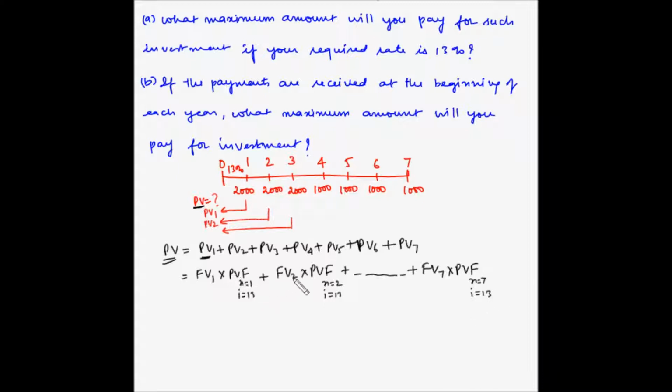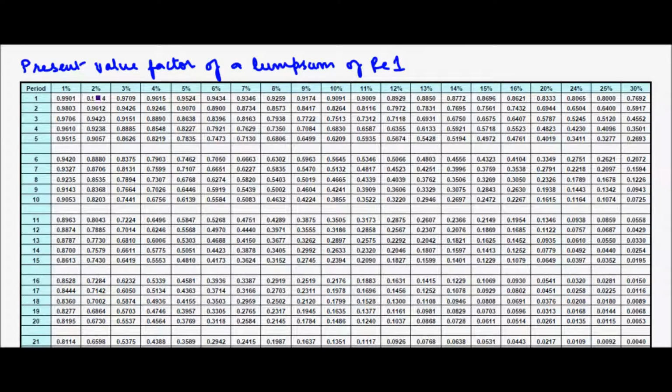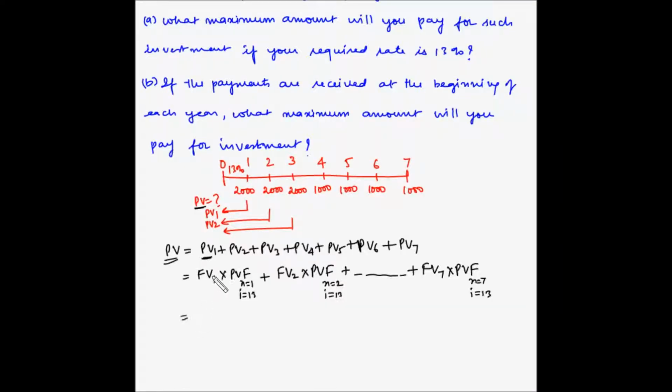Now let's look at the table for present value factors. So this is the table representing present value factor of a lump sum. Now in our case we have periods 1 through 7 and the rate of interest is 13%. So basically the present value factor values are these. So let us use these values in our formula. So FV1 in this case is 2000 and present value factor of a lump sum where the tenure is 1 year and the rate of interest is 13% comes out to 0.8850.